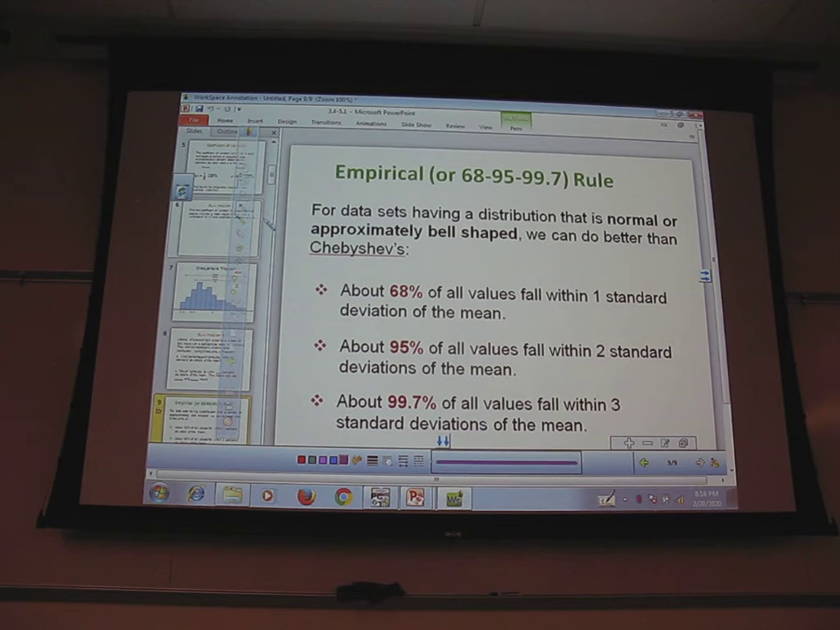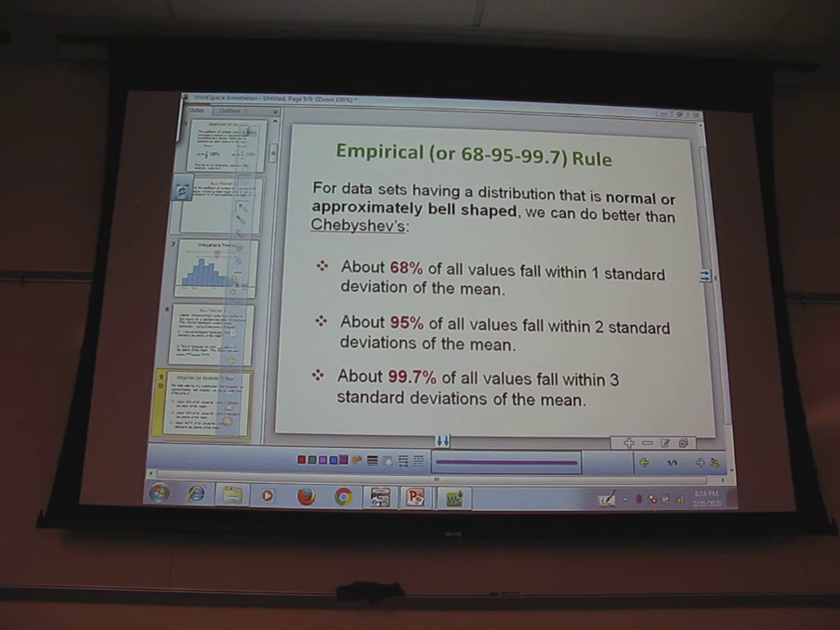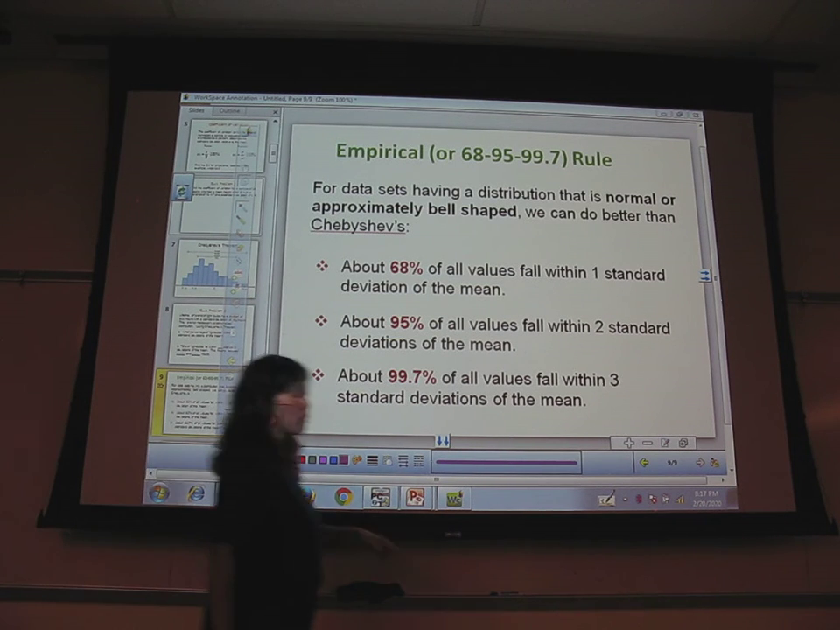Brendan, go ahead. For data sets that have a distribution that is normal or approximately bell-shaped, we can do better than Chebyshev's. About 68% of all values fall within one standard deviation, about 95% of all values fall within two standard deviations, and about 99.7% of values fall within three standard deviations. Great. So that's the deal.